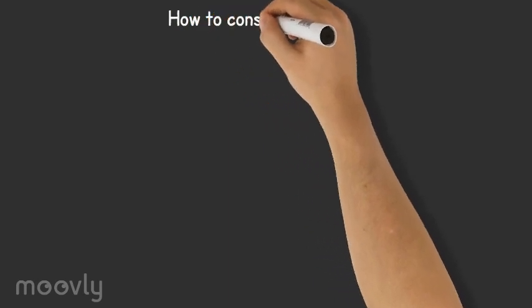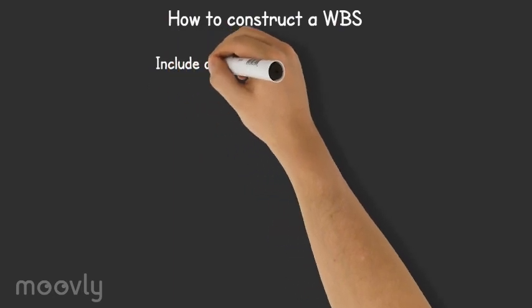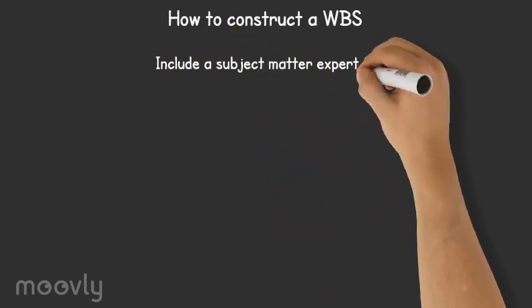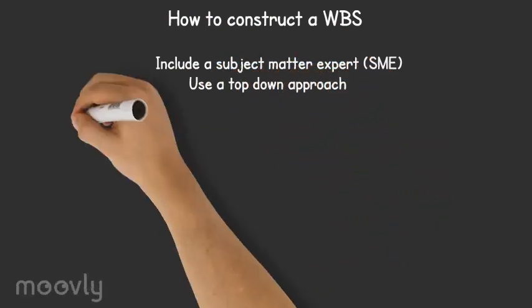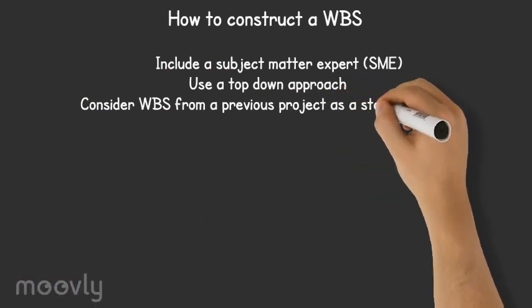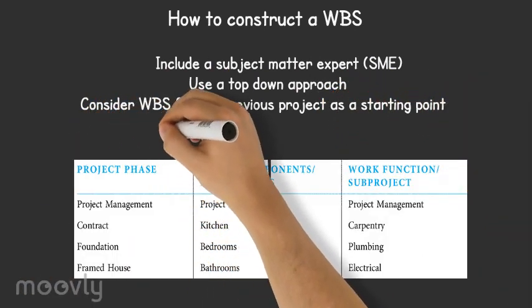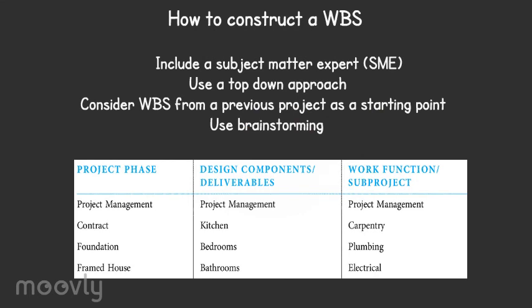How to construct a WBS? It includes a subject matter expert, that is SME. It uses a top-down approach. It also considers the WBS from a previous project as a starting point. It is divided by project phase, design components, work function, or also a sub-project.